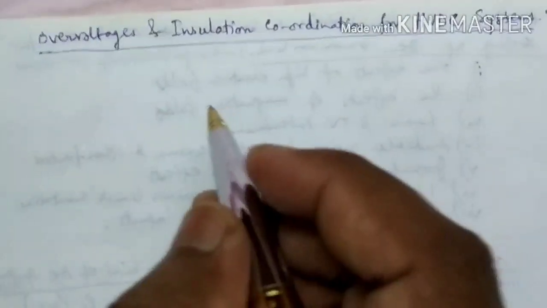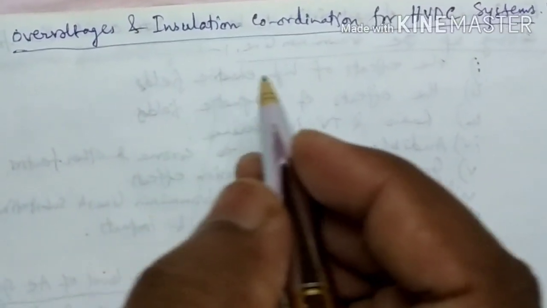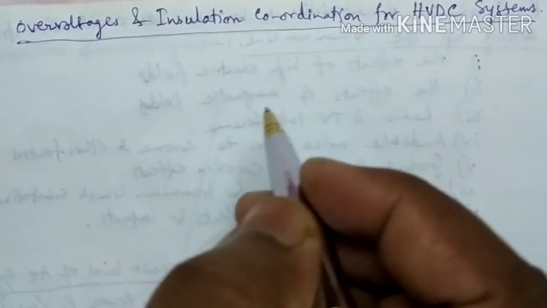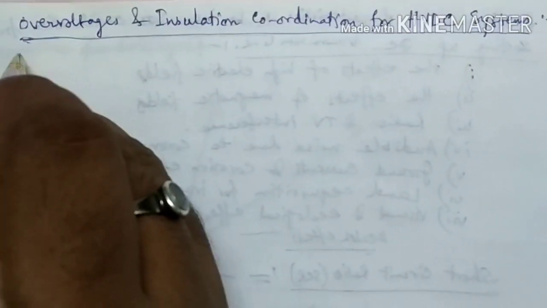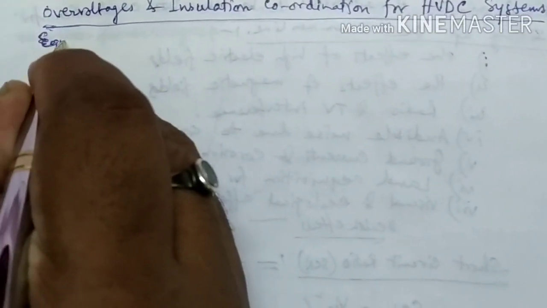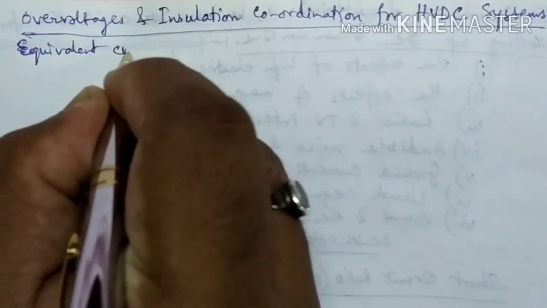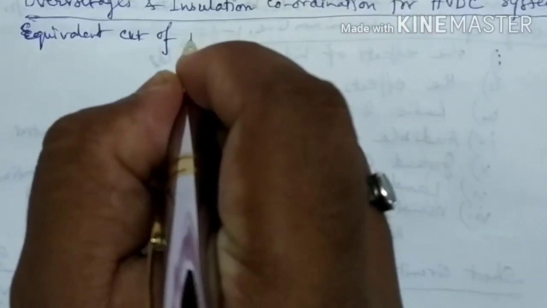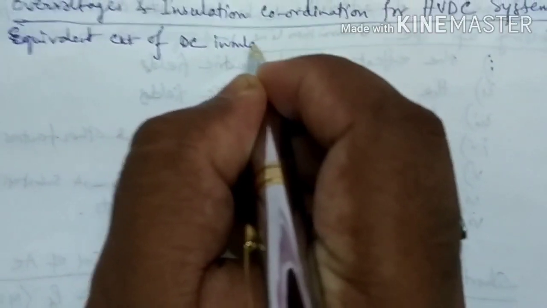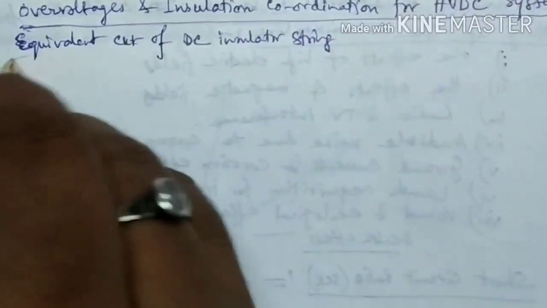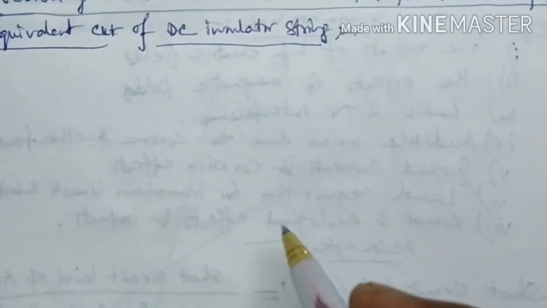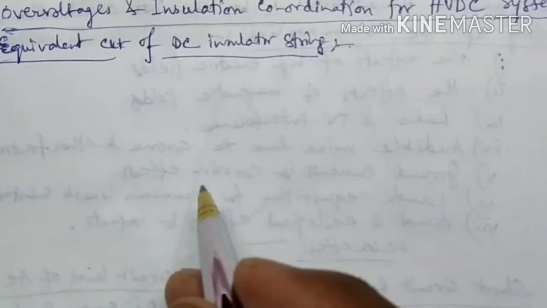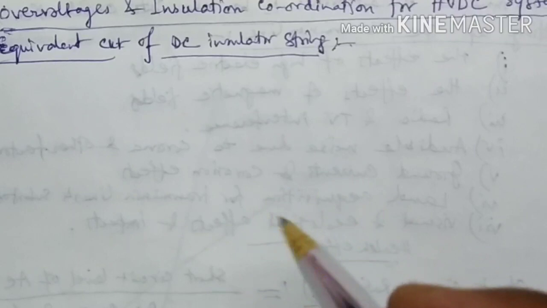So first I will discuss the equivalent circuit of DC insulator string and explain the significance of different components and how is the voltage distribution across the string. So first, equivalent circuit.